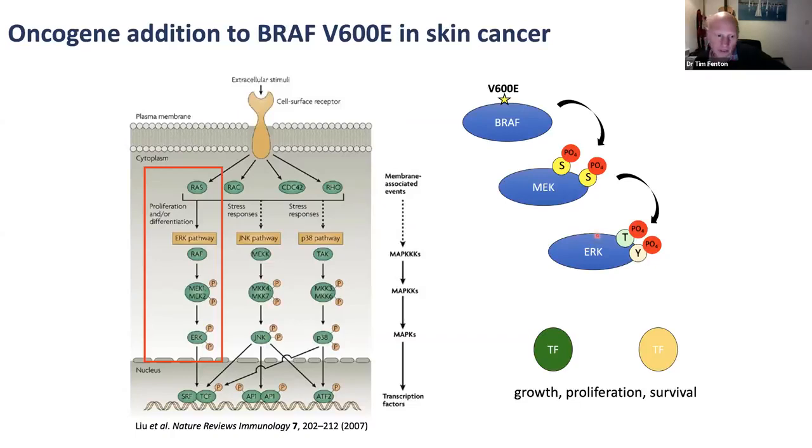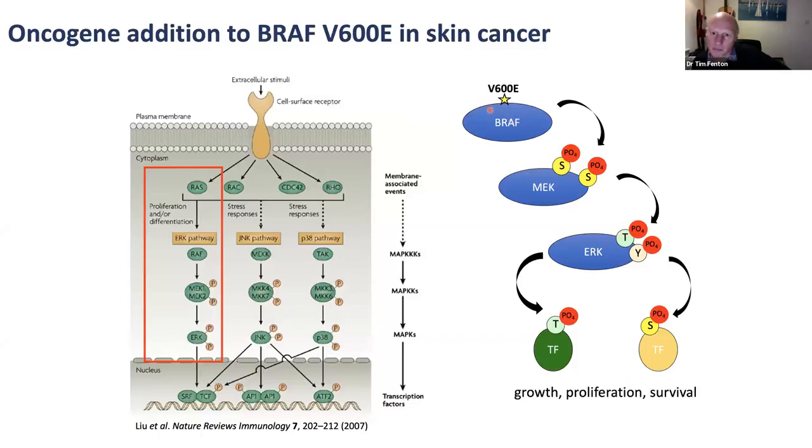And then ERK finally goes into the cell nucleus, where it phosphorylates transcription factors, which then, once they've been phosphorylated, go and sit on parts of DNA called promoters and activate the genes downstream of those promoters. So they switch certain genes on that are involved in the growth, proliferation, and survival of cells.